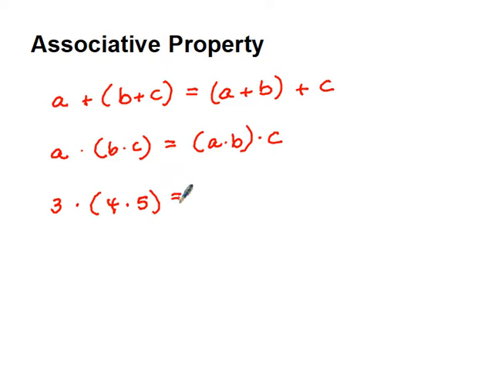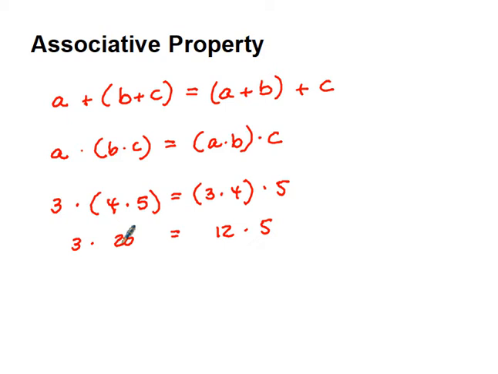On the other side, again, I'll replace the A with a 3. I'll replace the B with a 4. And I'll replace the C with a 5. So according to the associative property, it's telling us that the stuff on the left side of this equation is indeed equal to the stuff on the right side. But if we follow our order of operations, it says that we're required to take care of the stuff in parentheses first. So if we do that, on the left side, we'd have 3 times 20, while on the right side, we'd have 12 times 5.